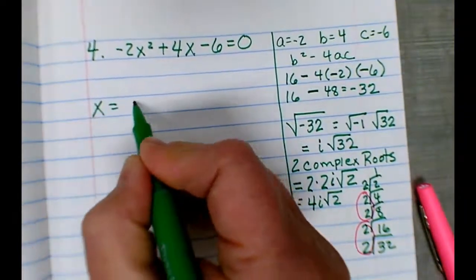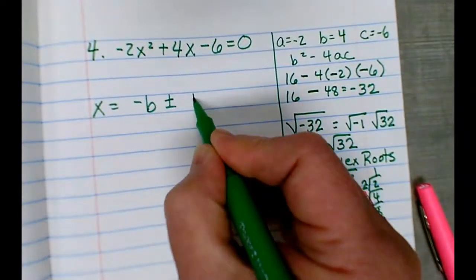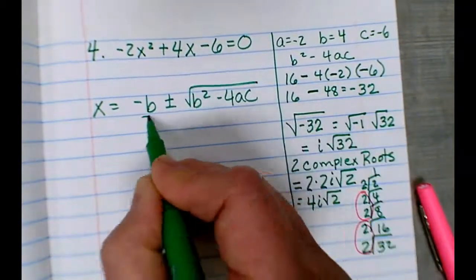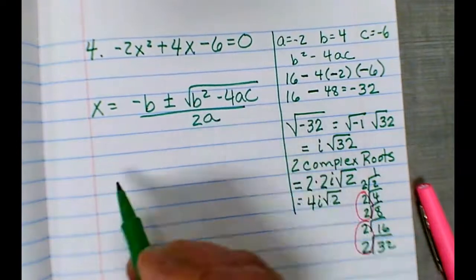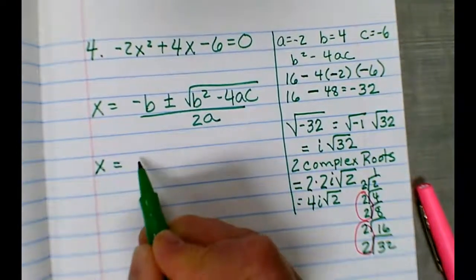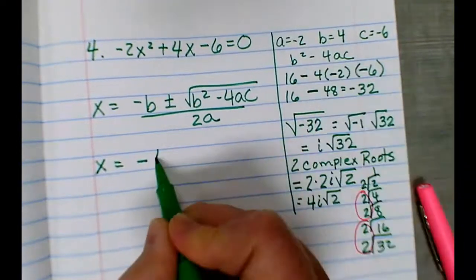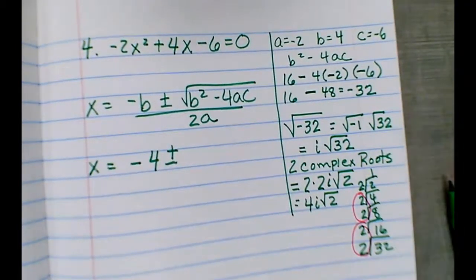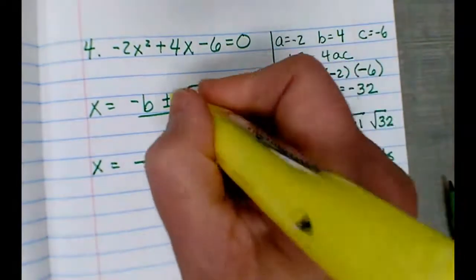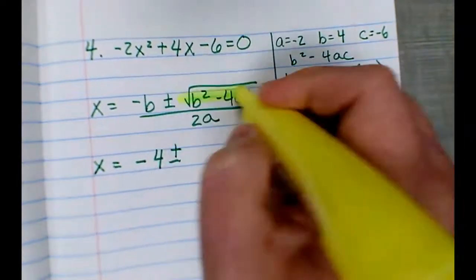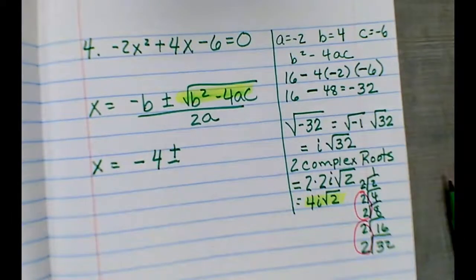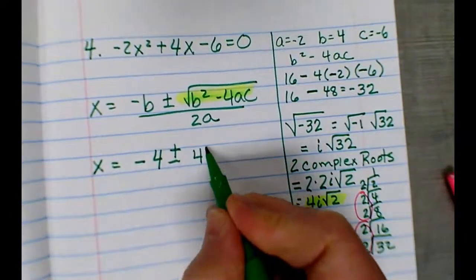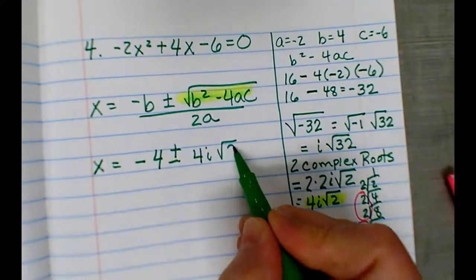X equals minus B plus or minus the square root of B squared minus 4AC, all divided by 2A, minus B, plus or minus. We just figured out all of this part right here. 4I square roots of 2.